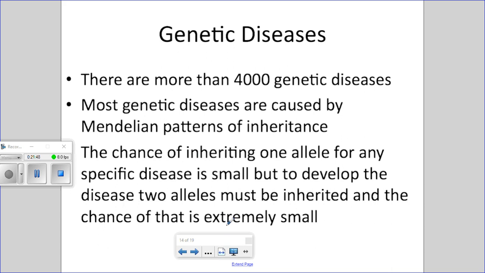So with genetic diseases, there are more than 4,000 genetic diseases. Many are caused by Mendelian patterns of inheritance, and the chance of inheriting one allele for any specific disease is small, but to develop the disease, two alleles must be inherited, and the chance of that is extremely small itself.